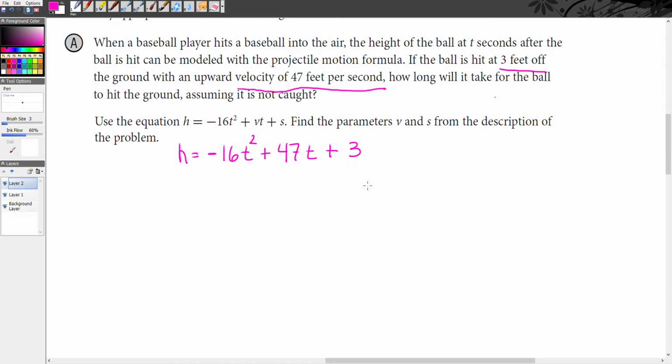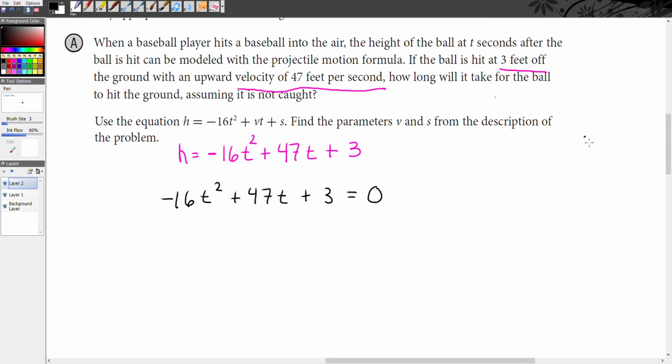And now we need to find the answer to this. So we're talking about the ball hitting the ground if you don't catch it. Where would the ground be? What would the height be on the ground? That would be a height of 0. So now let's go ahead and rewrite this. We're just going to put the 0 on the other side. So it's going to look like this. We have negative 16t squared plus 47t plus 3 equals 0. And now we need to go about the process of factoring this.